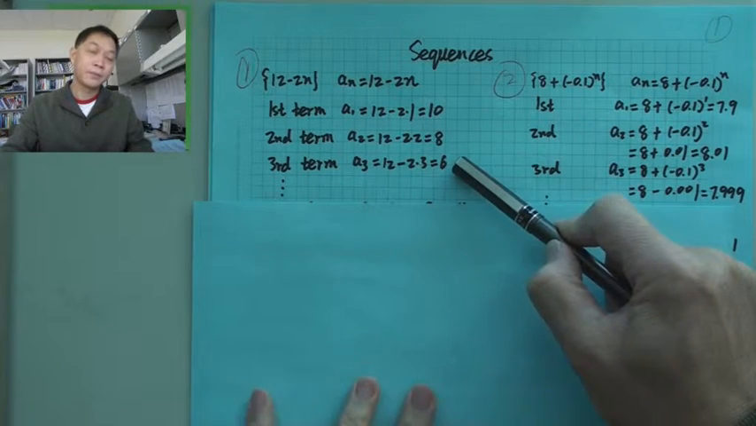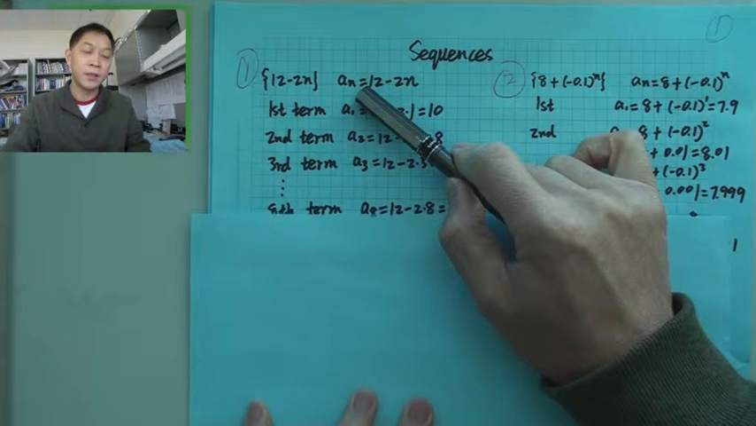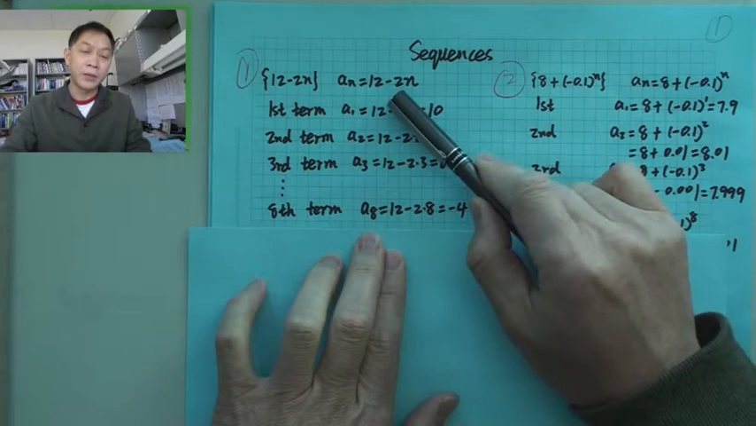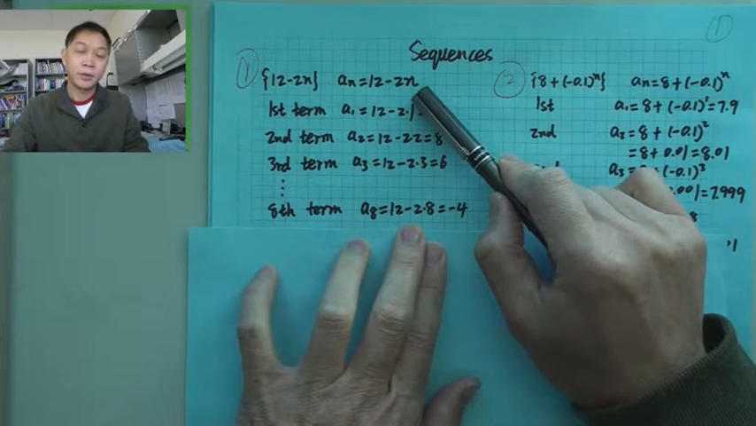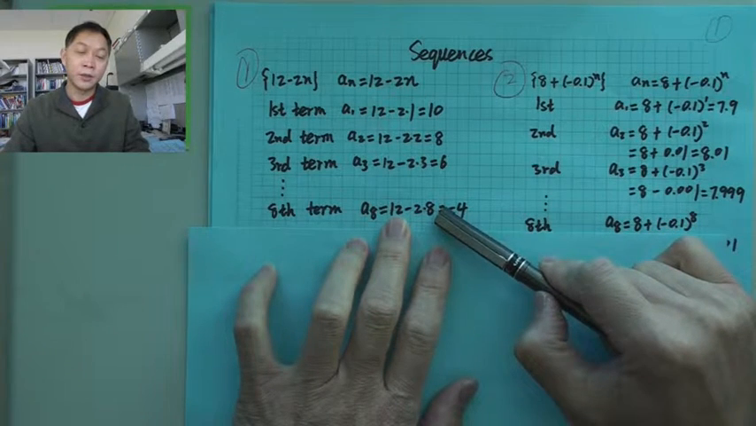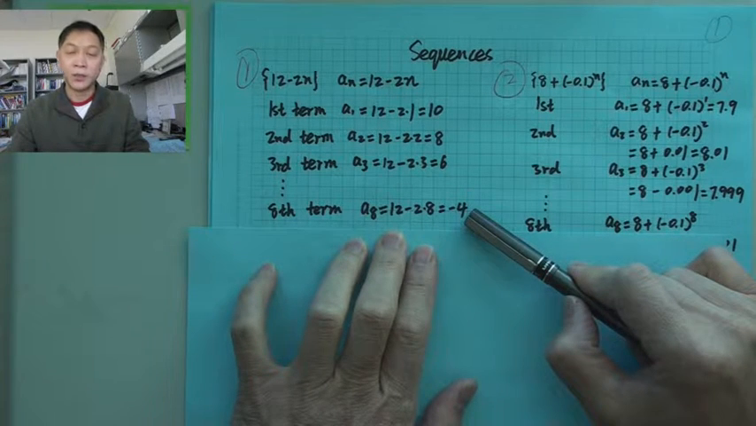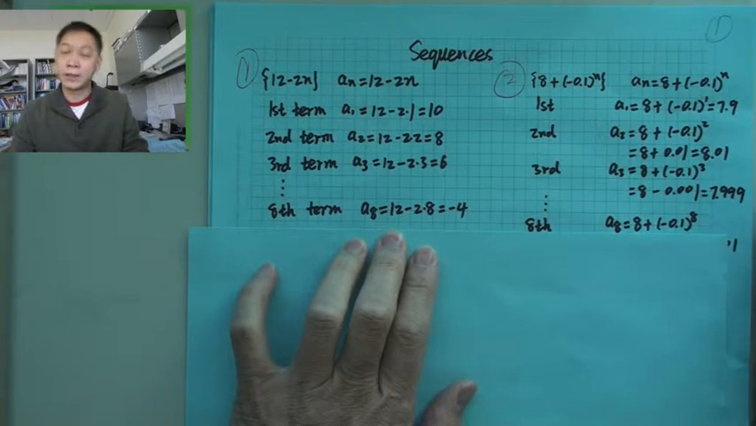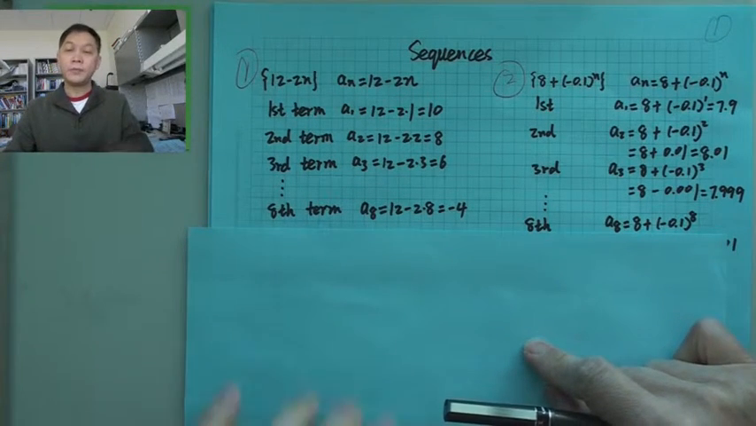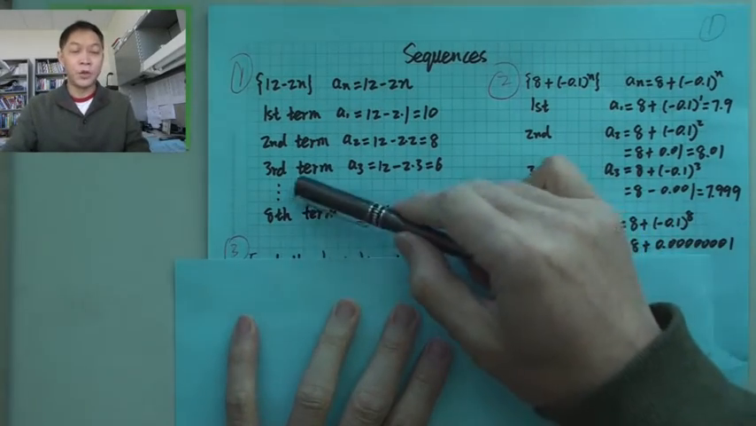Then you keep going. You may choose any term. Let's say if n is 8, we will have the 8th term, and 12 minus 2 times 8. That will give us, 2 times 8 is 16. 12 minus 16, we'll have a negative 4. Okay, so this is the sequence. For the first one, you may do more. I stopped right here.